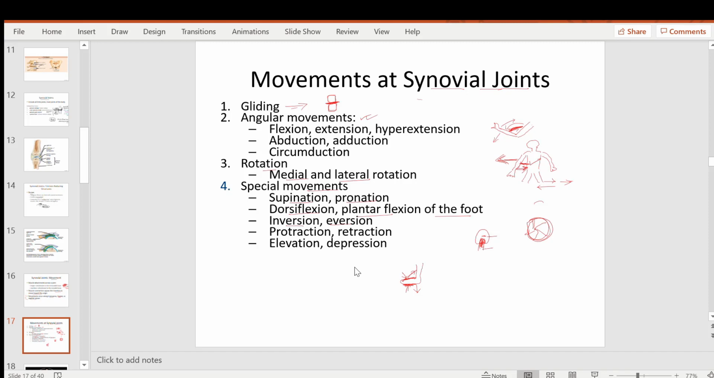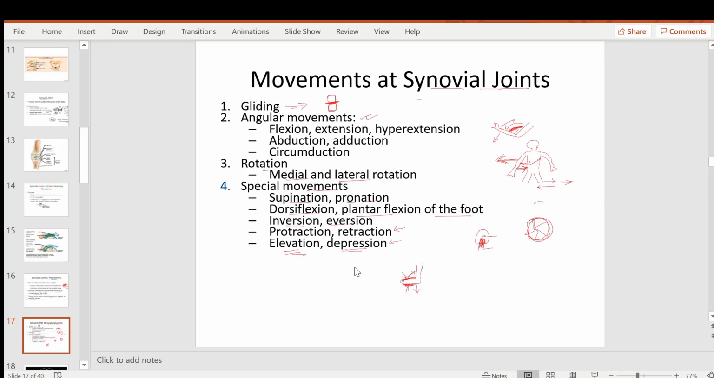Then another type of movement, elevation and depression. Elevation is moving up, depression is moving down. Okay, good example. If I ask you to open the mouth, the mandible moves downwards, right? So that is depression. If I ask you to close your mouth, the mandible moves upwards. So that is elevation. So these are opposite, elevation, depression.